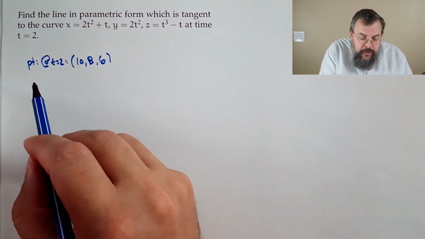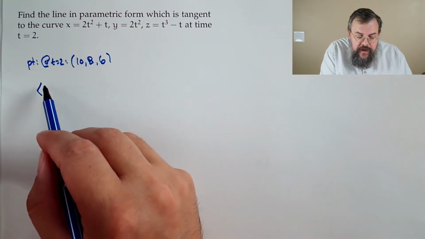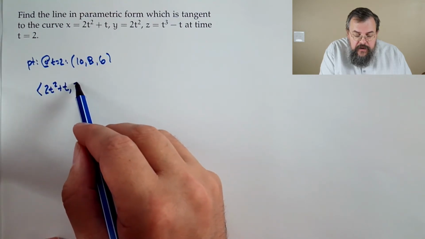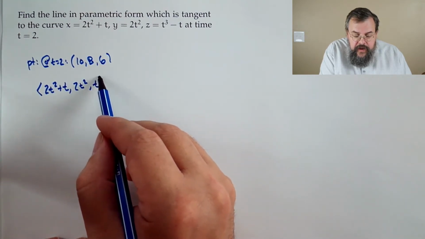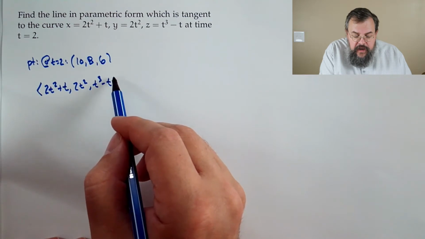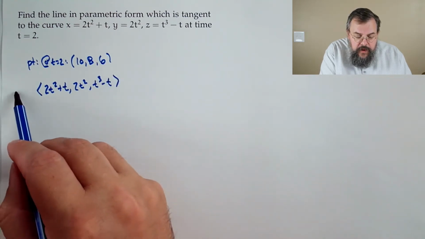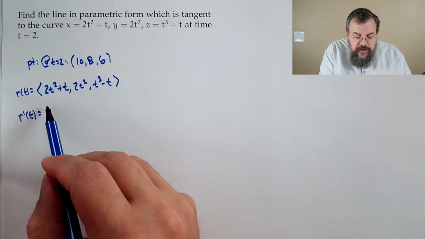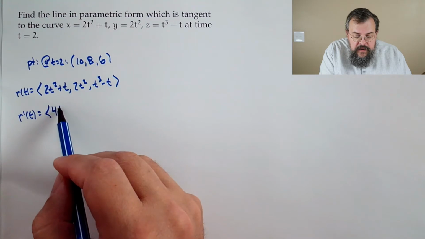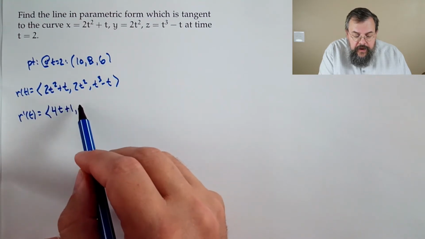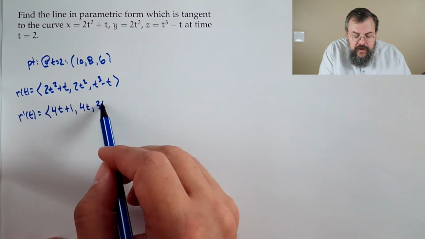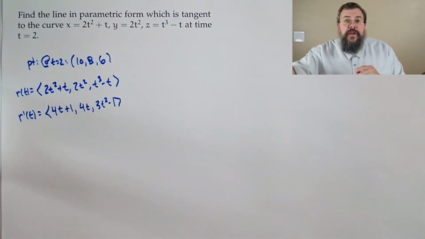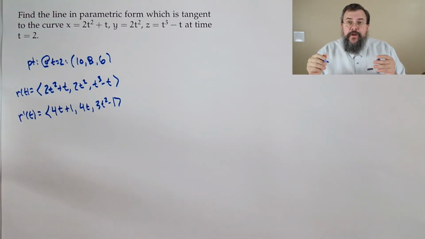Well, for that, we think of this as a vector valued function: 2t squared plus t, 2t squared, t cubed minus t. Call it r of t. Look at the derivative. The derivative tells us how things change, and the direction of the line is the way that we're changing. So the direction comes from the derivative.